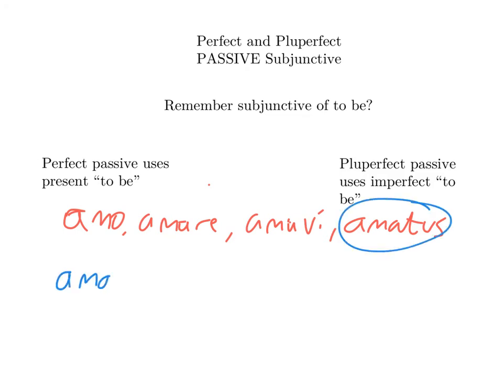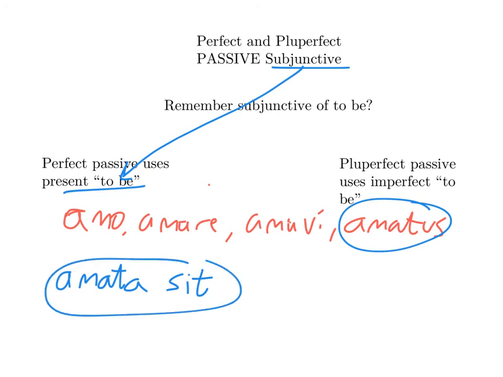So let's make it feminine. Why not? Amata. Maybe this will be just Cleopatra. Amata. And then we're going to add in a present to be, but we need the subjunctive of to be this time. And so our new form is amata sit. So this is going to be sim, sis, sit, simus, sitis, sint. You'll notice same process as the indicative. Same process, but that verb to be, that thing is the subjunctive this time.